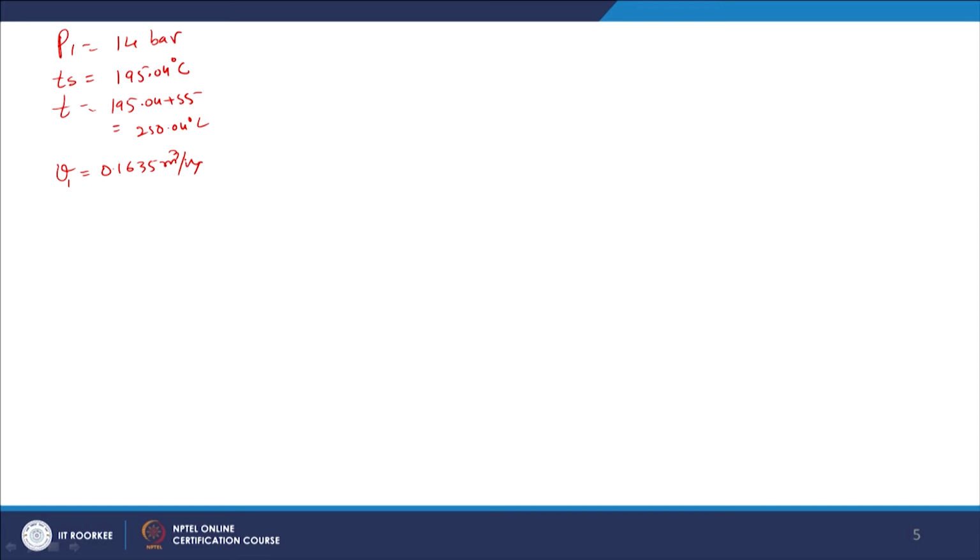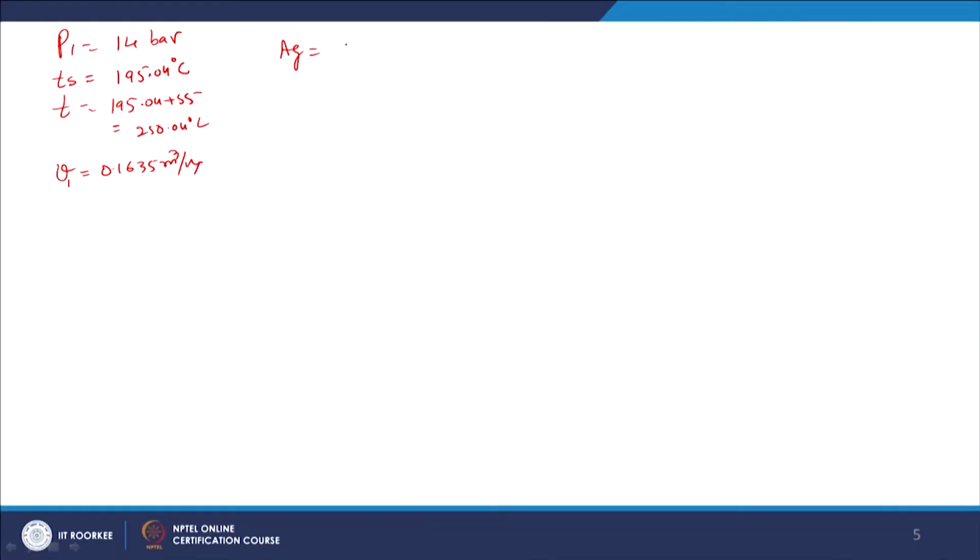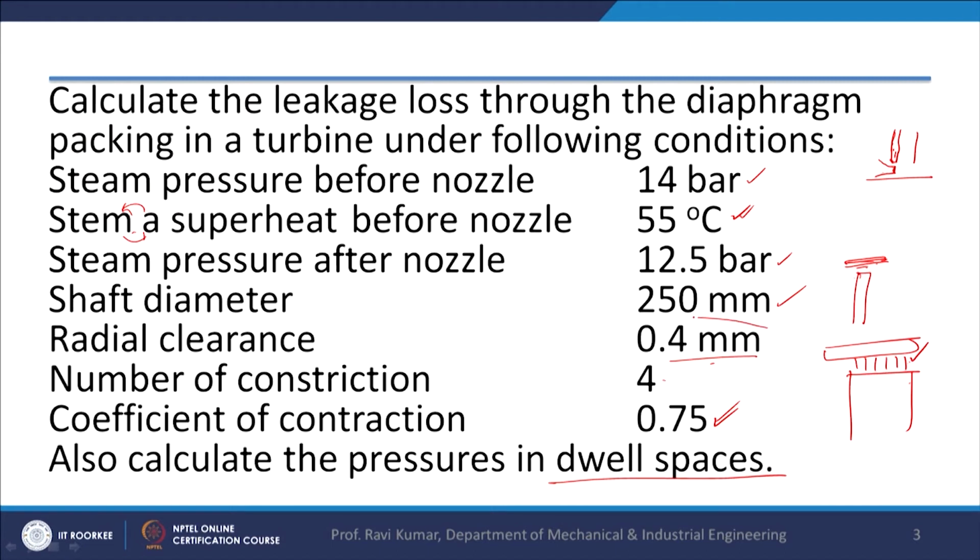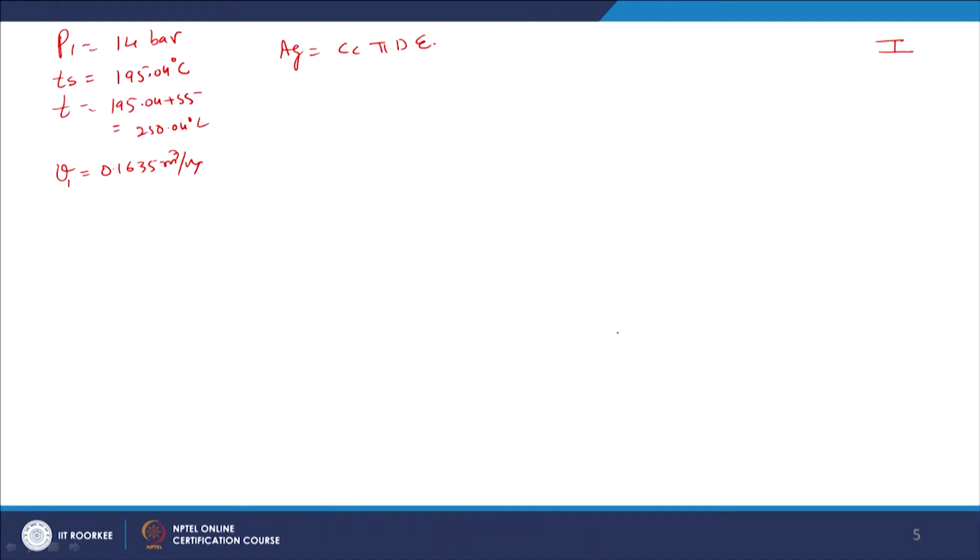Now, the area available for steam to pass, we say it is Ag, it is Cc pi d epsilon naught. Epsilon naught is the clearance, and here epsilon naught is 0.4 mm. So, we will take the value of Cc as 0.75, it is already given, pi into diameter 0.25 meters, into 0.4 into 10 to power minus 3. And from here we get the area as 2.356 into 10 to power minus 4. This is the value of Ag.